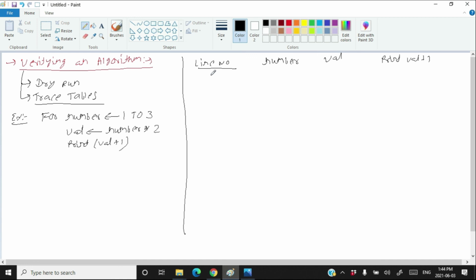So what is the line number? Line number 1. The value of number is 1, because number is starting from 1. What is the value of val now? Val will be number multiplied by 2, so 1 multiplied by 2, that means 2. In line number 2, the val is 2. In line number 3, you have printed val plus 1. That means you have printed 3. After doing it, you are done with the first iteration of the loop.